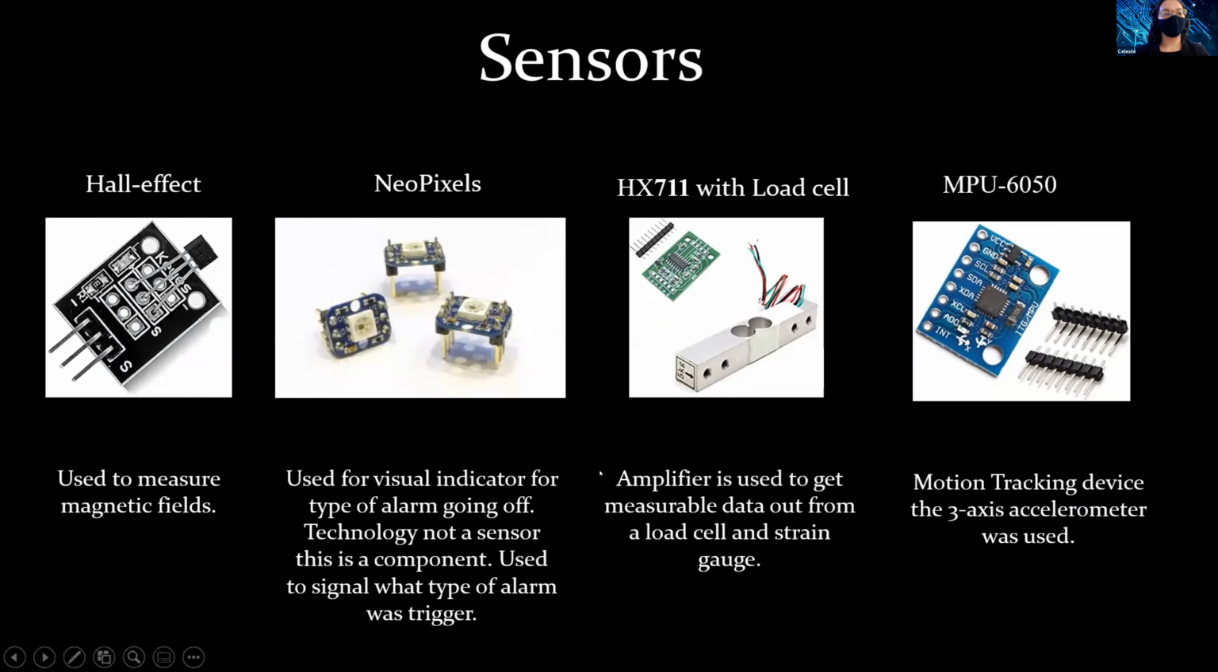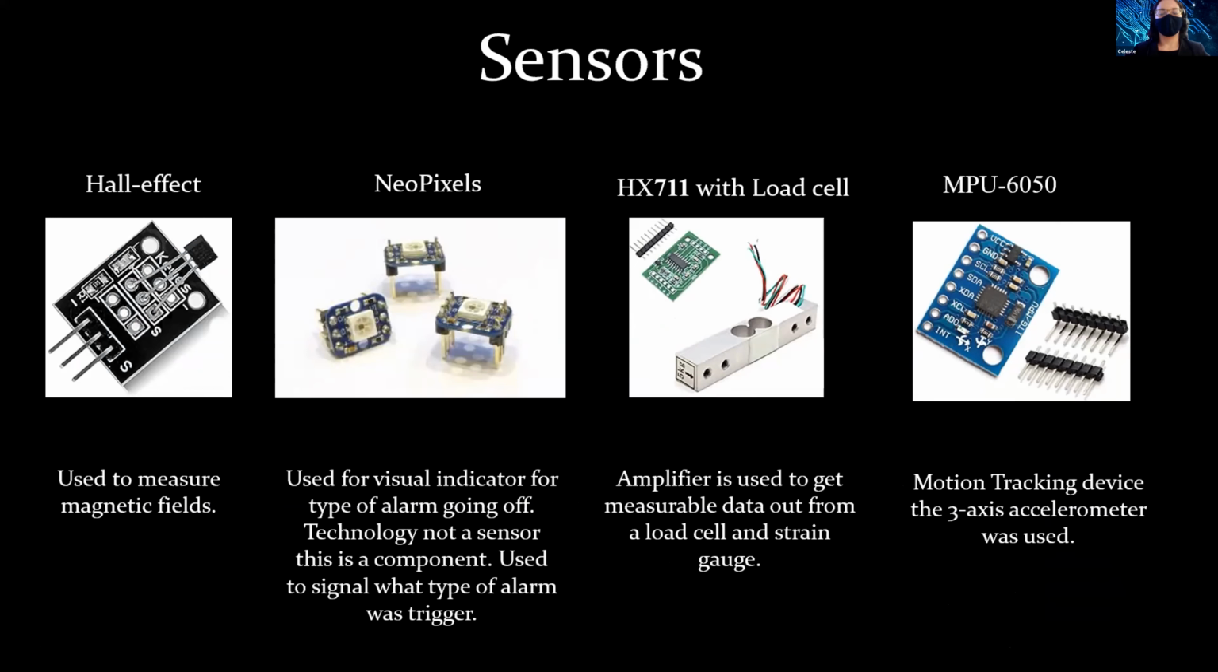The sensors that I used were the Hall effect. This one was used for the door sensor to see if the door has been tampered with. I did add NeoPixels. They're actually not a sensor, but I use them as a visual indicator of what alarm is going off.